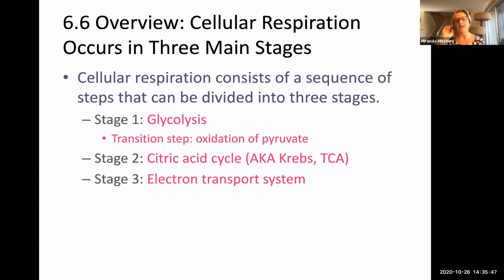Stage 3 is the electron transport system. It happens through what is called oxidative phosphorylation. We've learned about substrate phosphorylation so far when we talked about enzymes. This is a different process. It is a different way of adding a phosphate group to create ATP using oxygen in the environment.